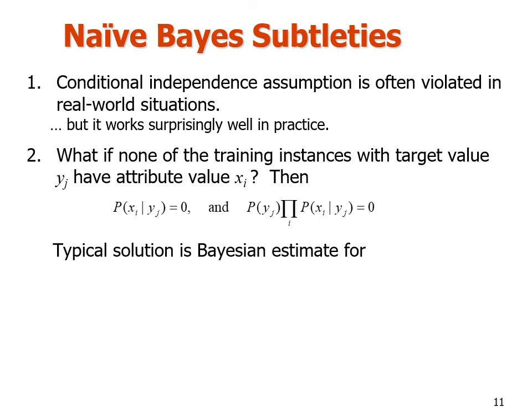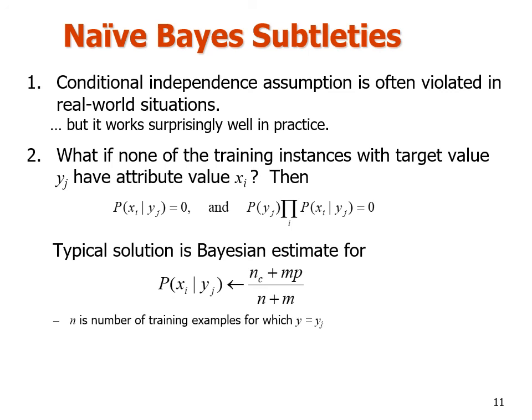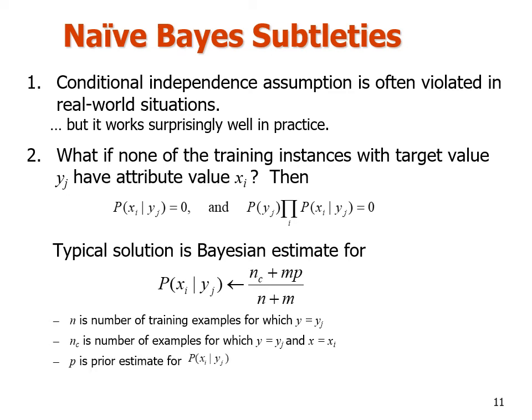The typical solution is the Bayesian estimate for probability, or it is also known as M estimate of probability, and is given as probability of xi given yj is nc plus mp divided by n plus m, where n is number of training examples for which y is equal to yj, nc is number of examples for which y equal to yj and x equal to xi, p is prior estimate for probability of xi given yj, and m is weight given to prior, that is number of virtual examples.